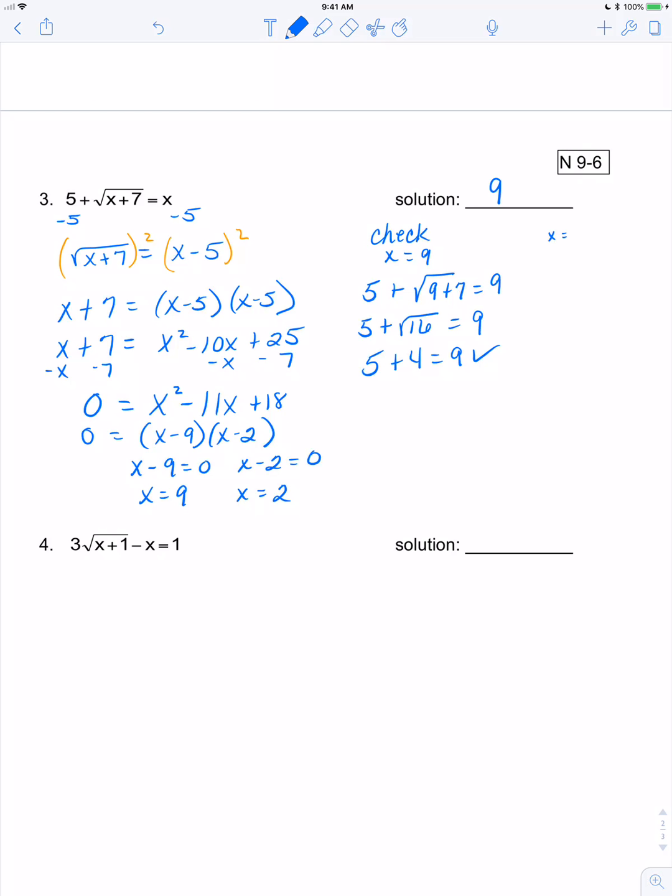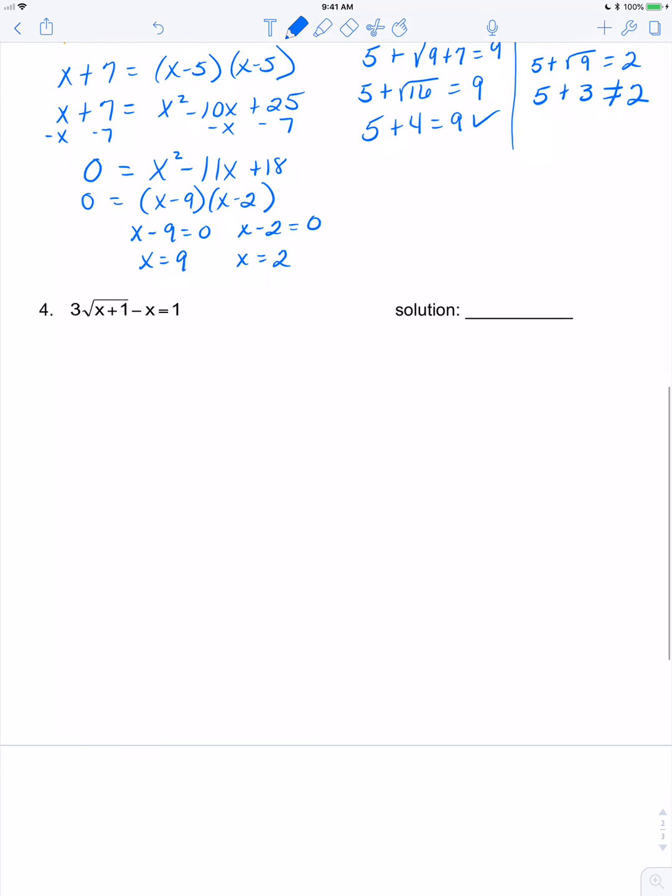Now let's go check x is equal to 2. So here we've got 5 plus the square root of 2 plus 7. Is that equal to our x, which is 2? So 5 plus the square root of 9, is that equal to 2? 5 plus 3 is not equal to 2. So 2 is not an answer, only 9 is.